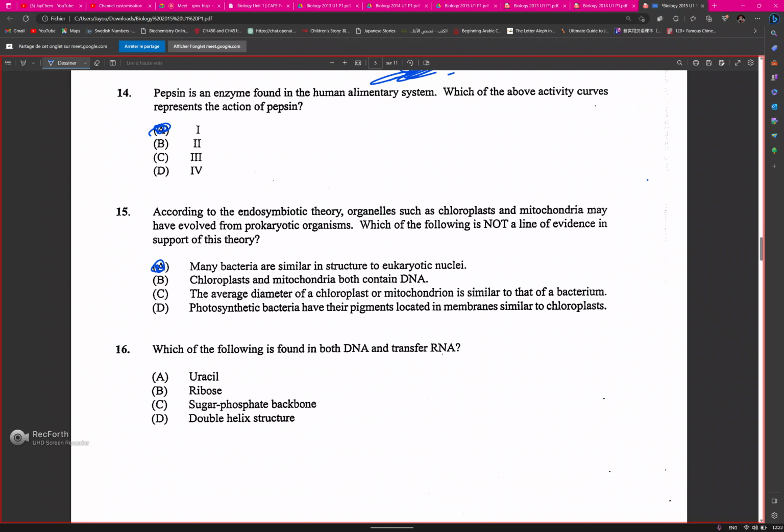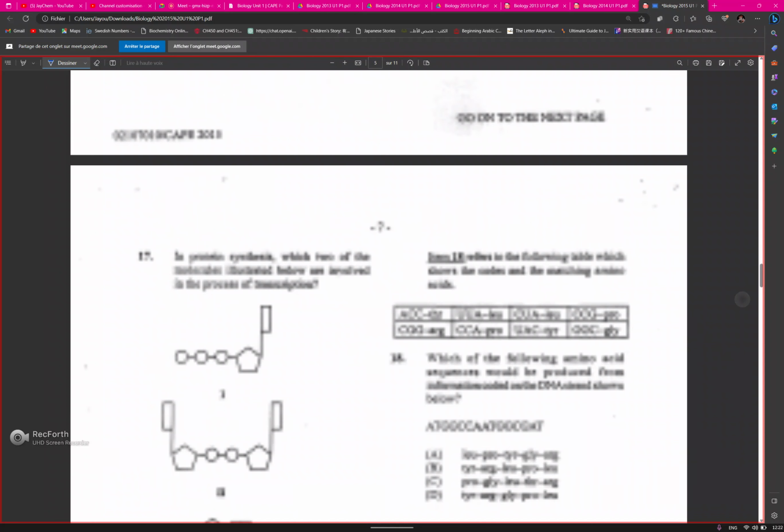16. Which of the following is found in both DNA and transfer RNA? C. A. You see? Okay.